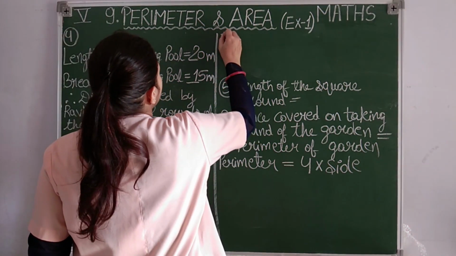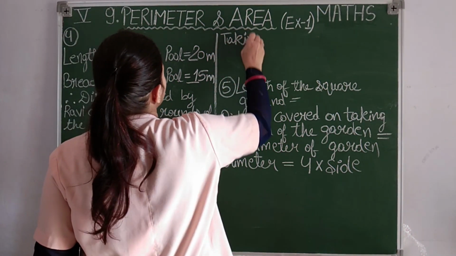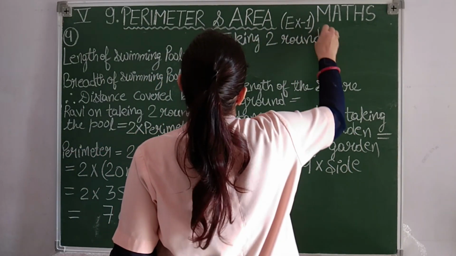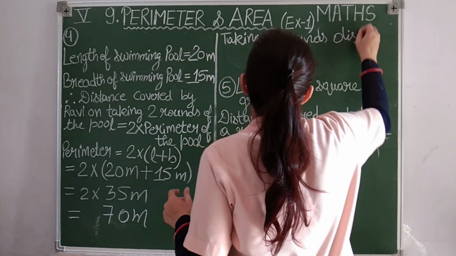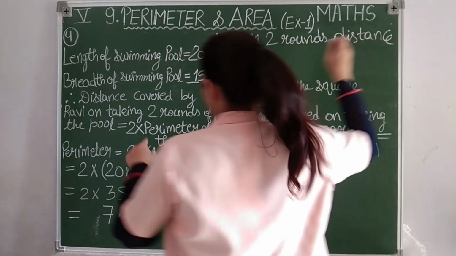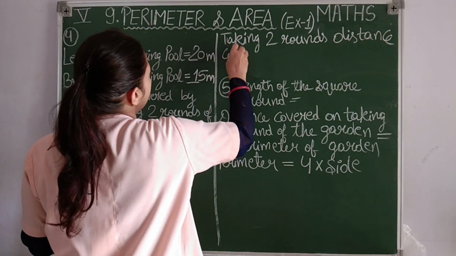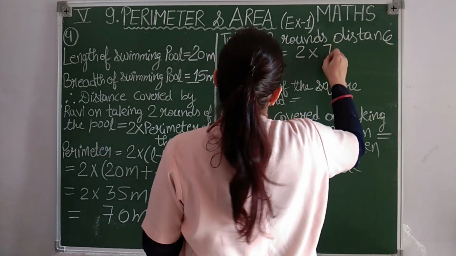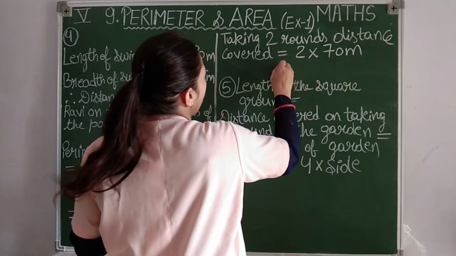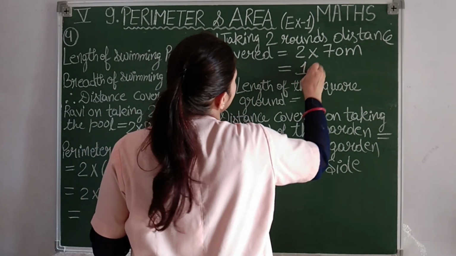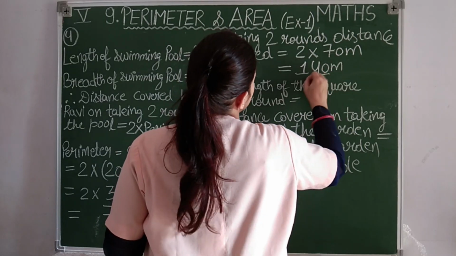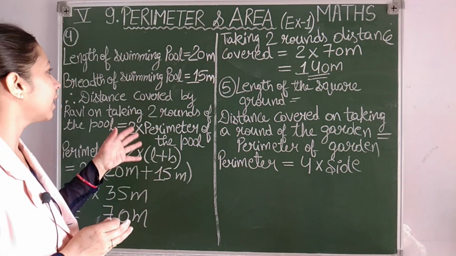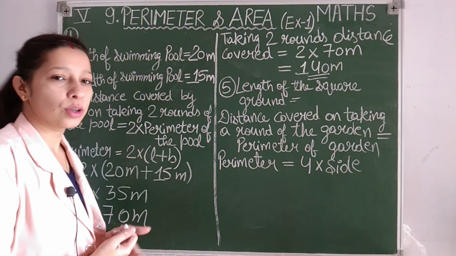Now, taking 2 rounds, distance covered. We have already shown here 2 into the perimeter of the pool. So simply here I will multiply 2 with the perimeter of the pool. So in 1 round Ravi is covering 70 meters. In 2 rounds he will cover 140 meters. Understood, students? If you know the proper formula, then you can simply apply the formula and get the answer.